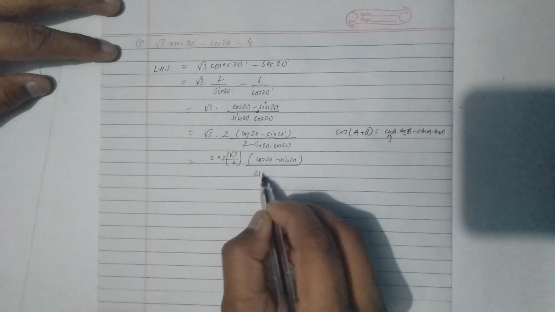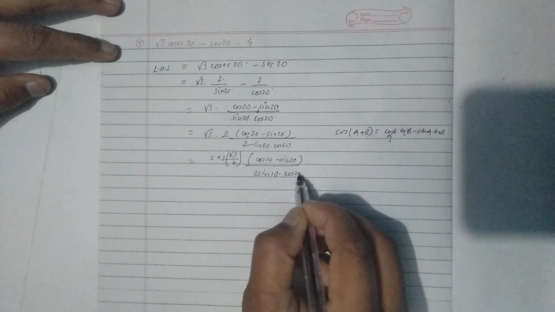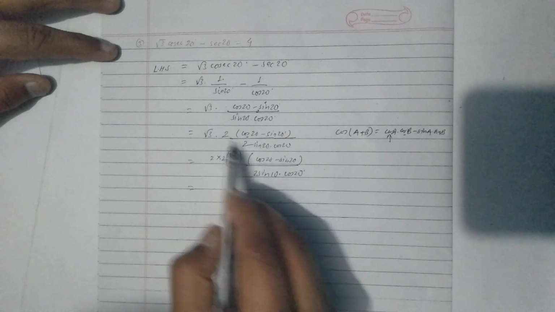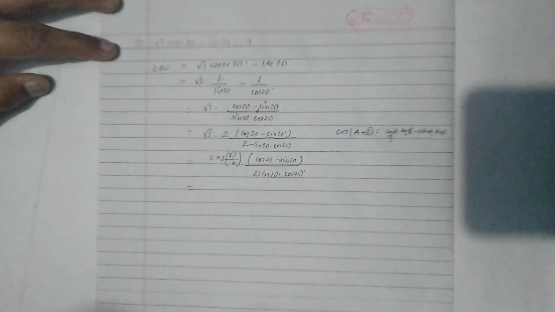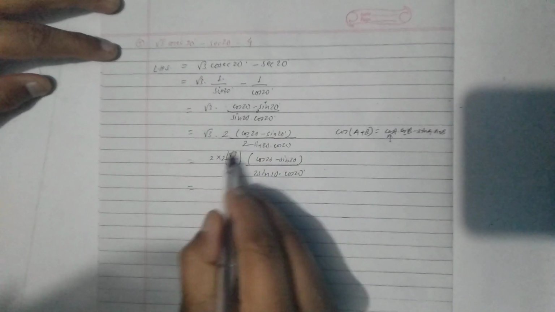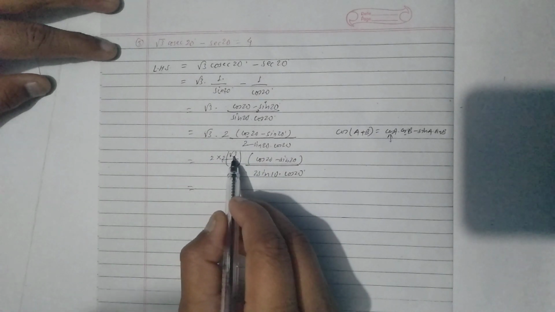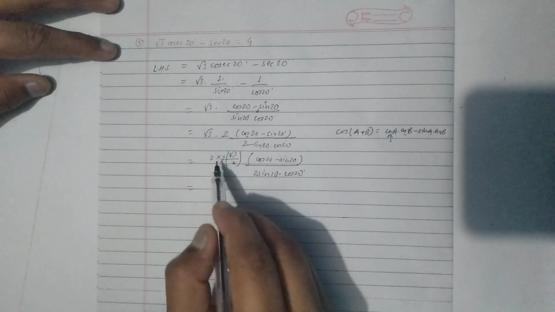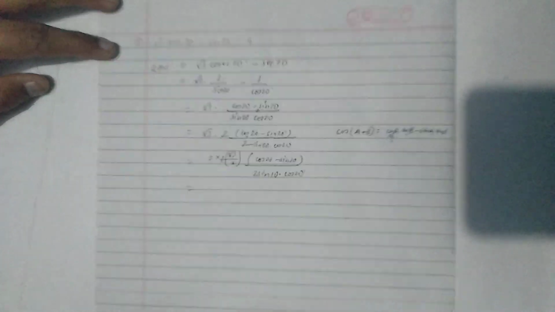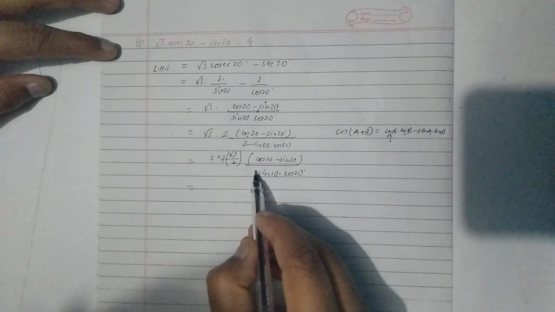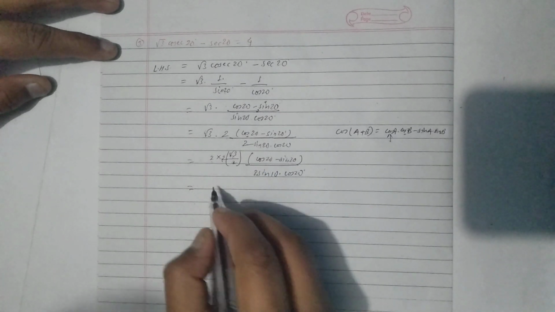Now the remaining is 2 sin 10 and cos 20. So these two will be balanced. Okay, and this 2 and 2 will be balanced. The remaining is root under 3. So you can see this 2 into root under 3 is this above, so there will be no changes in the expression.